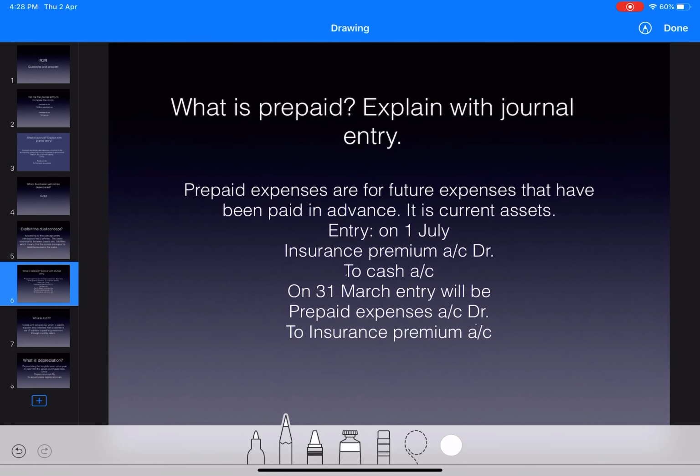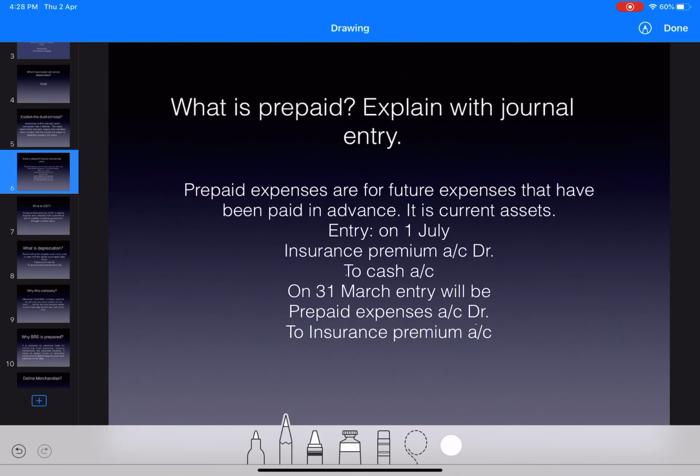Next question is, what is prepaid? Explain with journal entry. We have studied that accrued expenses are always paid after rendering the services. Prepaid expenses are those future expenses that have been paid in advance. It is a part of current assets. When we are paying in advance, that is a current asset. When you are paying later on, that is an accrued expense.